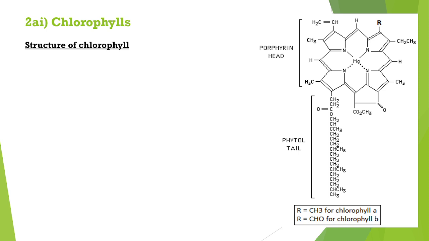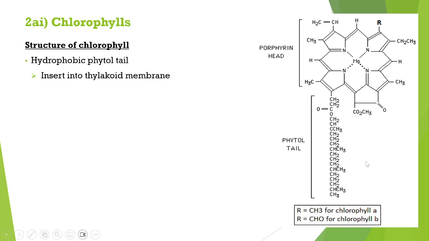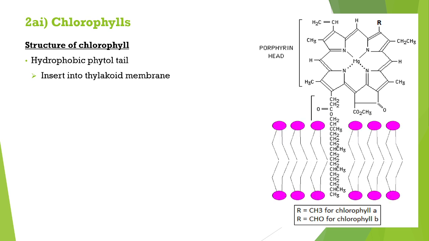Now we look at the structure of chlorophylls. This is in general how a chlorophyll looks like. At the bottom, there is the long phytol tail. If you look at the chemical composition, it's only C and H, so the phytol tail is hydrophobic. Recall that your photosynthetic pigments are embedded in the thylakoid membrane. This is how chlorophyll is embedded into the thylakoid membrane, with this hydrophobic phytol tail, which will interact with the hydrophobic fatty acid tails of the phospholipid molecules in the thylakoid membrane.